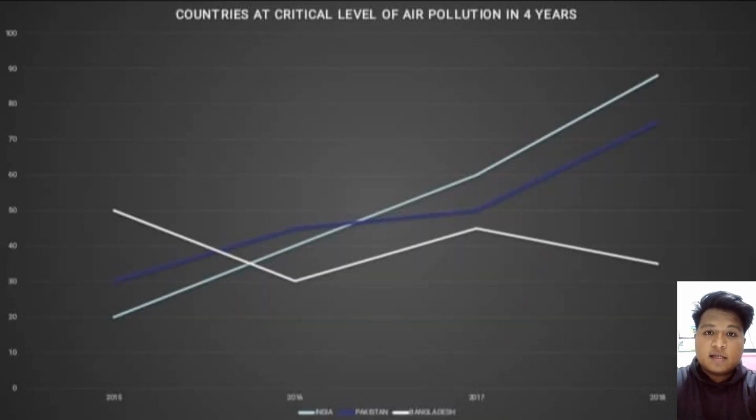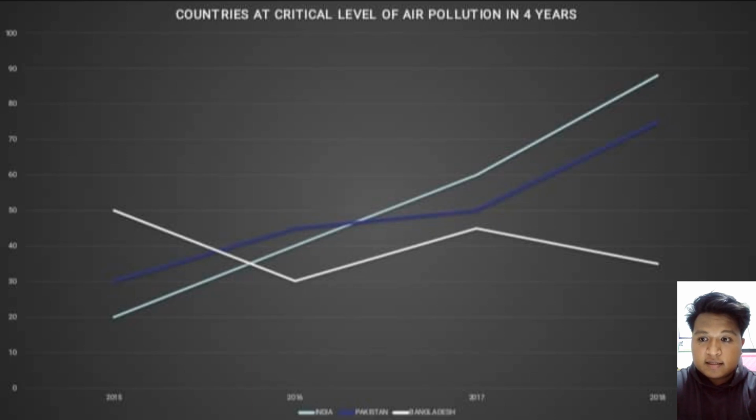So the second one is the line graph. The top of the line graph is the title, which is the countries at critical level of air pollution in 4 years. The y-axis at the left shows us the percentage of countries at critical level. The x-axis shows us the year. And the last one is the legend under the graph, which shows us the countries.